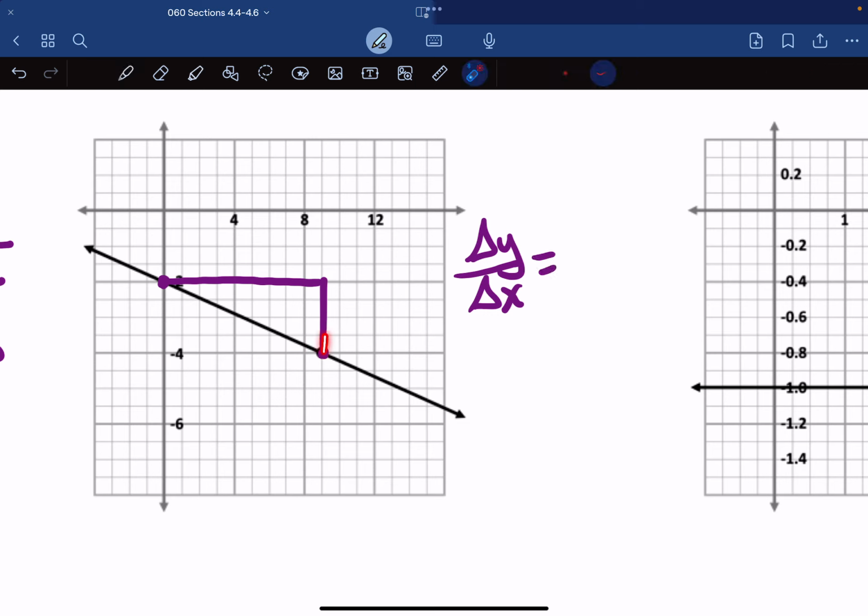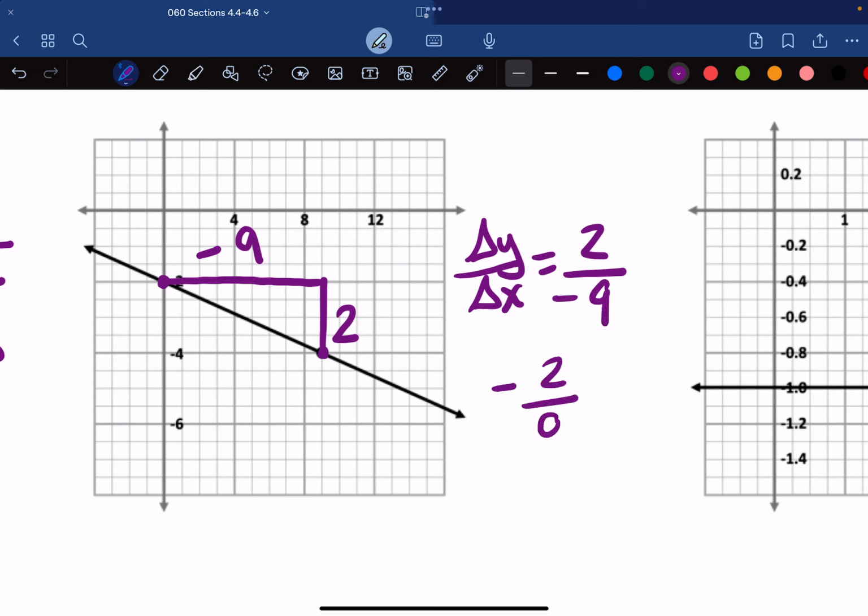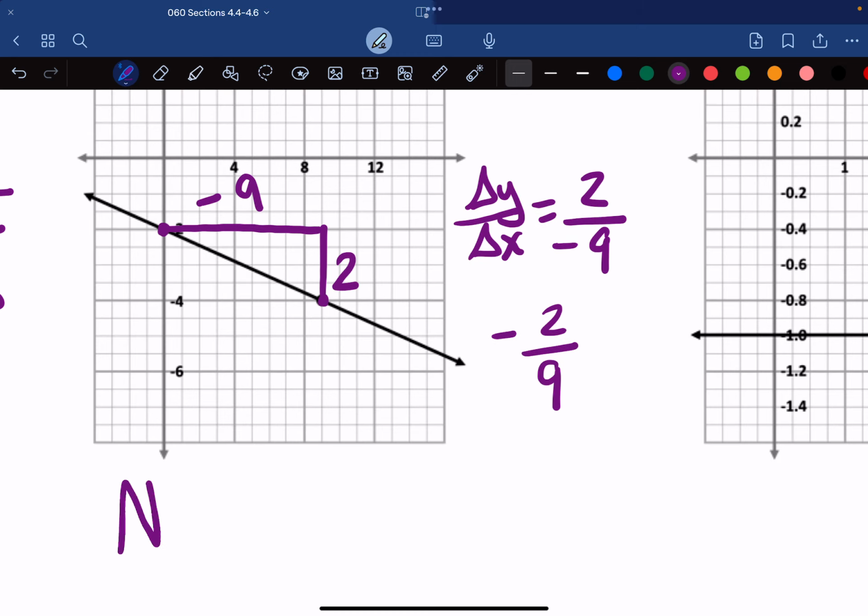Y is going up from -4 to -2. That's going up 2. That's a positive change. And then our x is going from 9 over to 0. That's a negative change. It's getting smaller, going down 9. And so that makes our rate of change, our slope, -2/9. This is a negative slope.